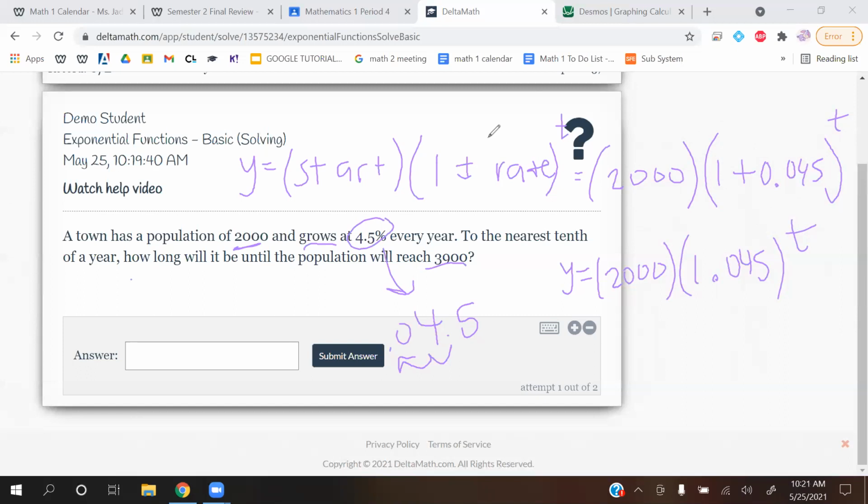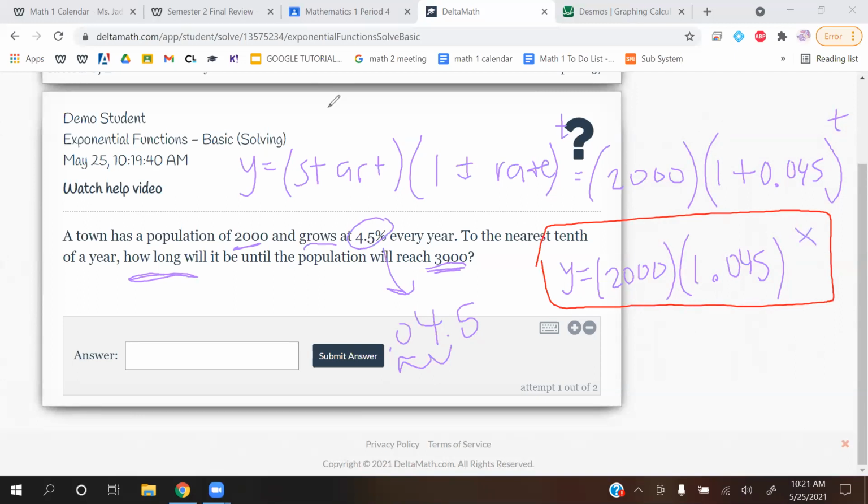This time, we don't know how long it will be because that's the question. So they're saying, how long will it be until the population will reach 3,900? So this is where we're going to use Desmos. So in Desmos, I'm going to type 2 equations. I'm going to type this first equation, the one that we just wrote, except that instead of a t, I'm going to type the letter x into Desmos because Desmos uses x and y.